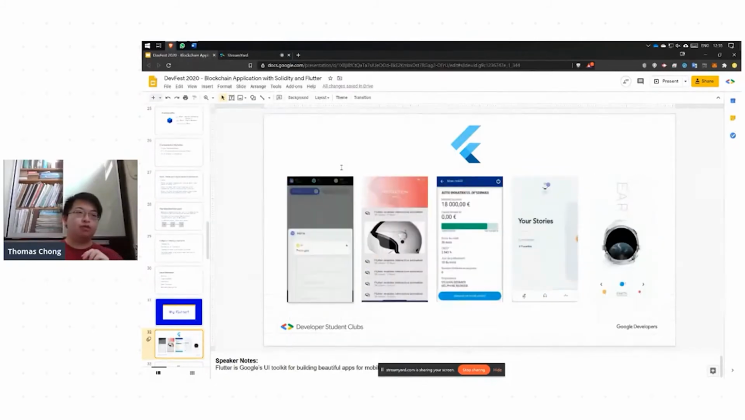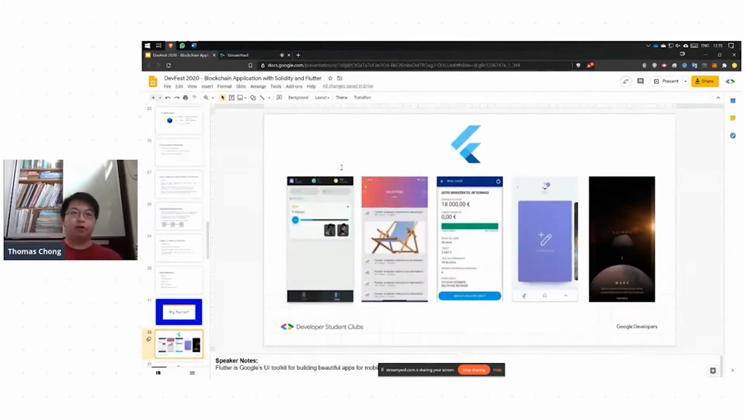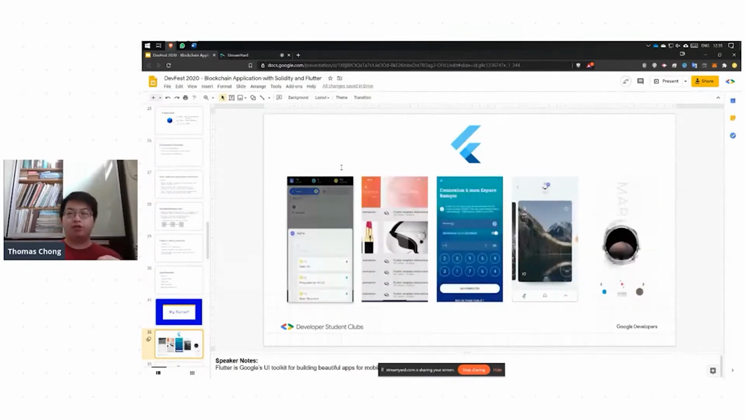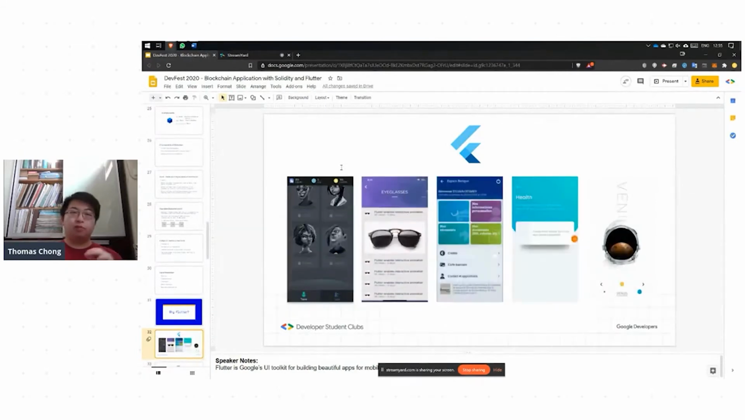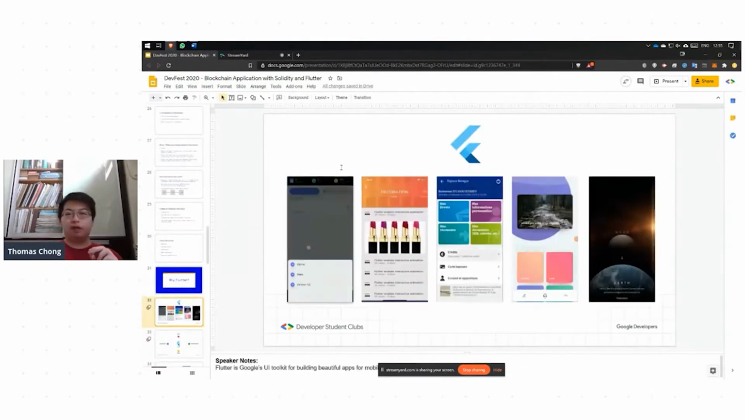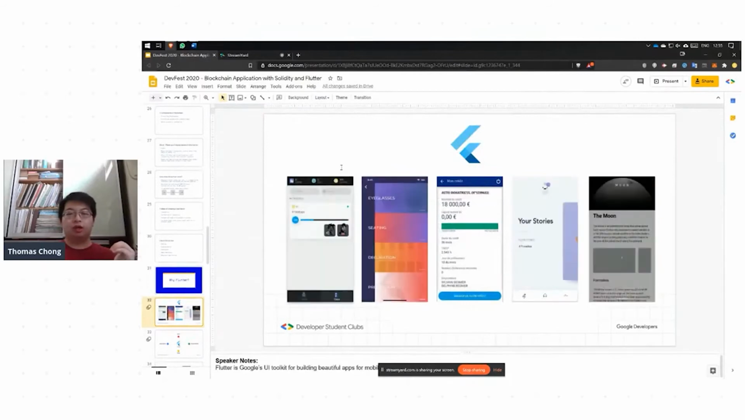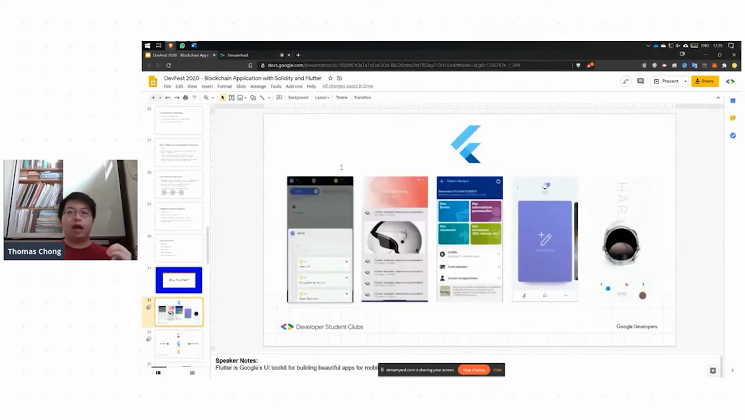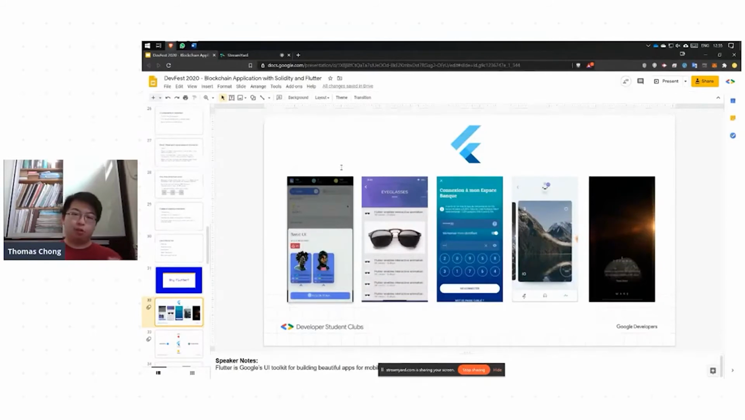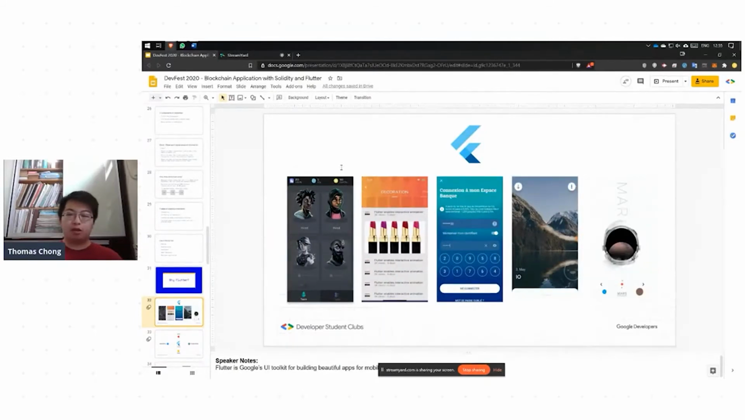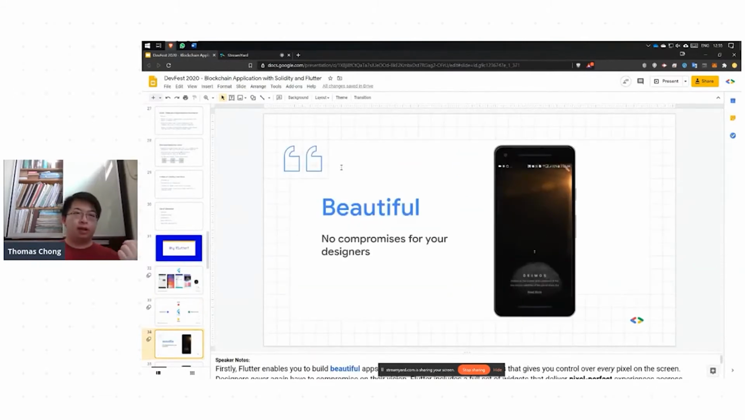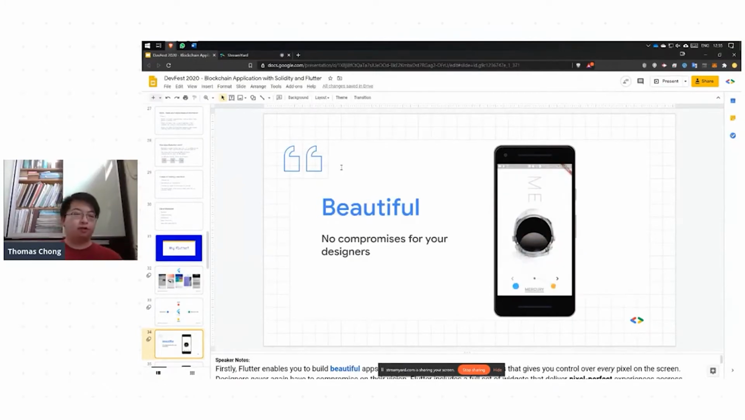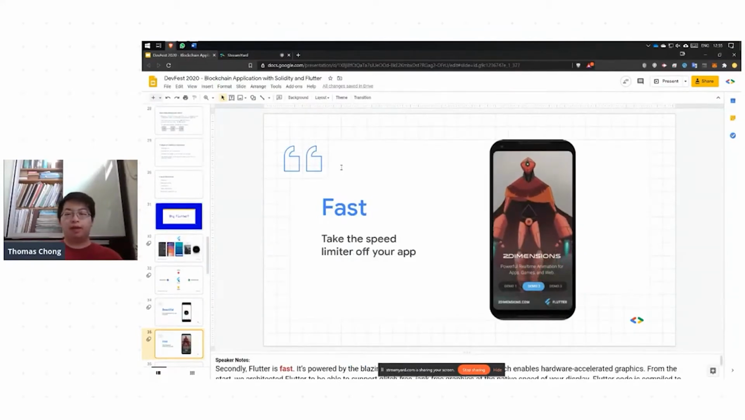Flutter is Google's UI toolkit for building beautiful apps on mobile, and it renders the results pixel by pixel. So from the perspective of designers, they can do a lot of very wow animations and graphics that they want, without any compromise. We also mentioned it is beautiful. There's no compromise for designers.